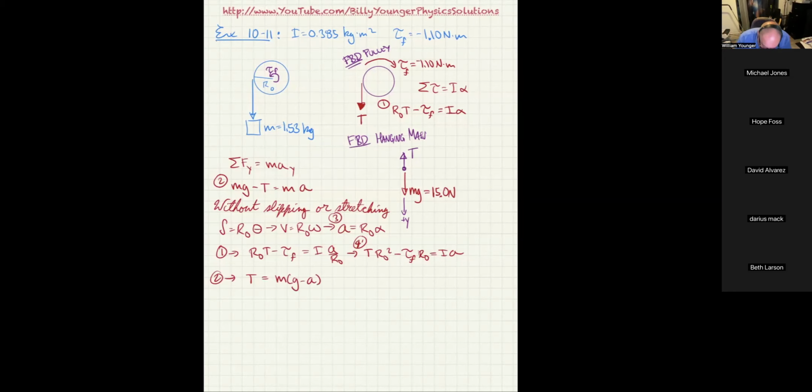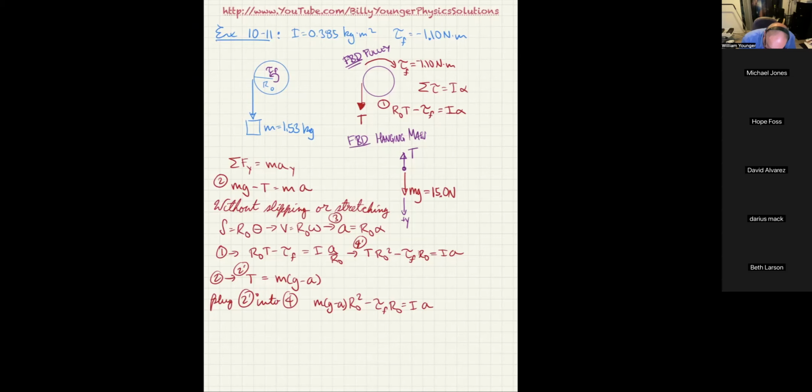So I can plug, let's call this 2 prime, into 4. And what that gives me is m times (g minus a) times r0 squared minus tf times r0 is equal to I times A. So now I've managed to use equation 1, equation 2, and equation 3, and I now have an equation with only one unknown, specifically A.